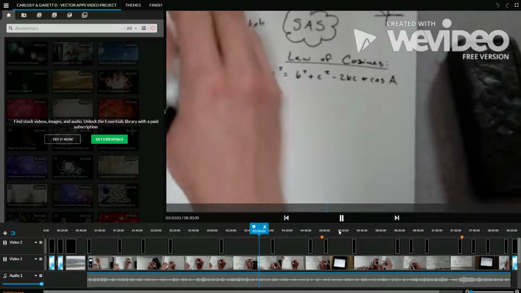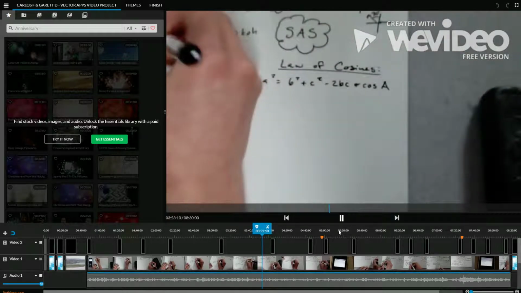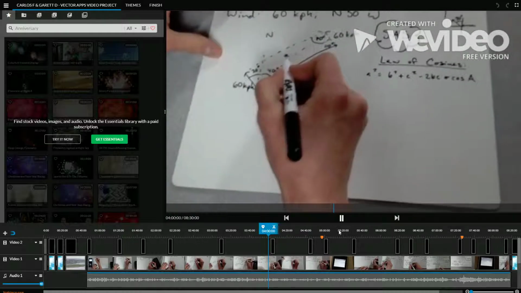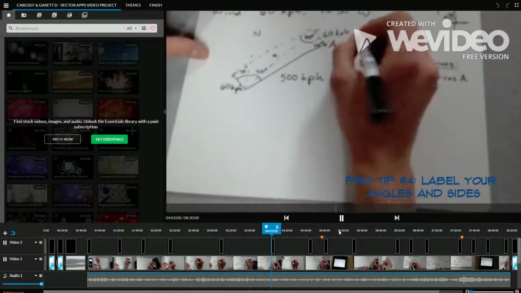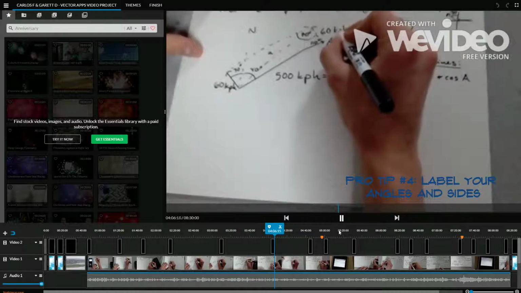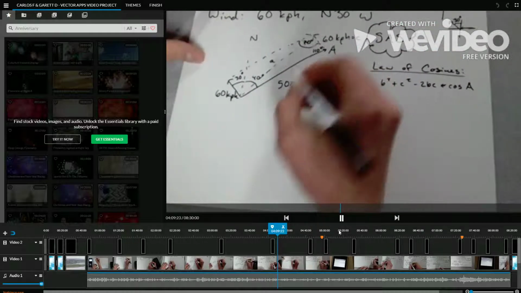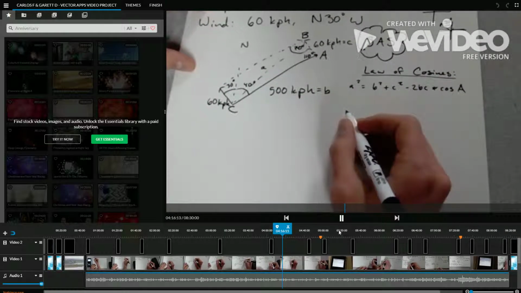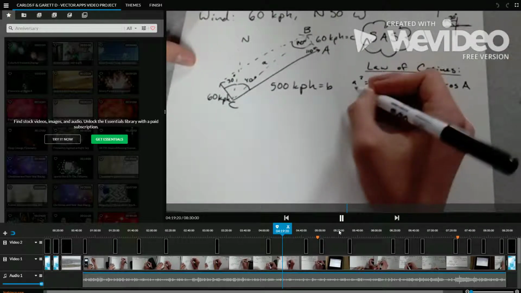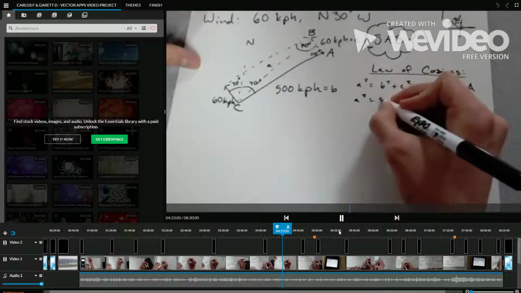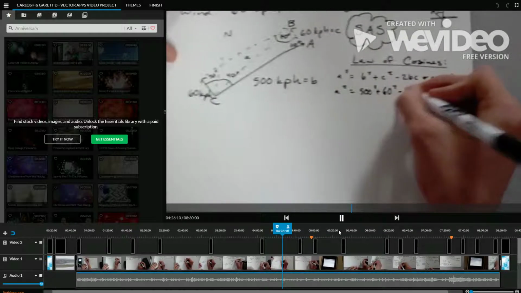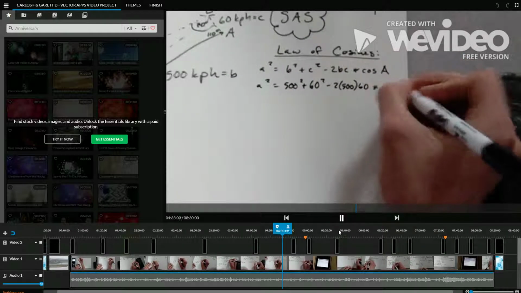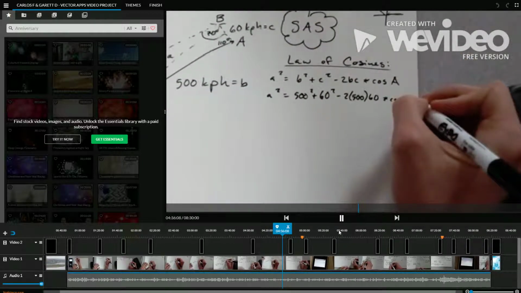So that's the law of cosines, and I'm going to label the triangle so that we can just plug in the numbers. This side would be a, and the angle opposite is going to be capital A. I'll make 500 b and 60 c. So capital B is opposite of side b, and capital C is opposite of side c. Now we can just plug in our values. a squared equals 500 squared plus 60 squared minus 2 times 500 times 60 times cosine of, as you can see, A is 110, so cosine of 110.